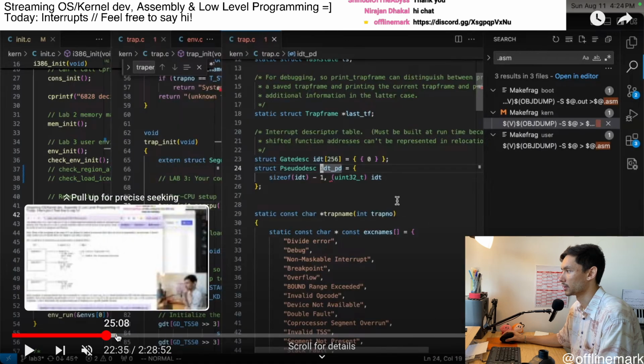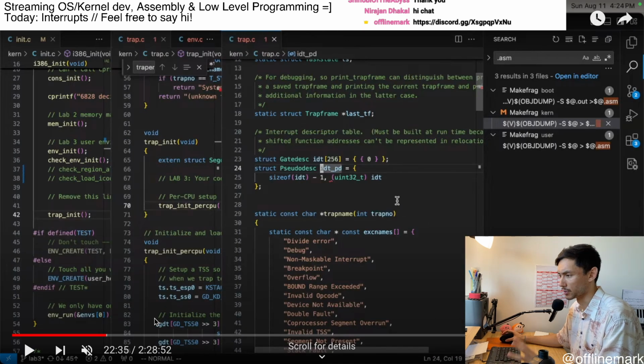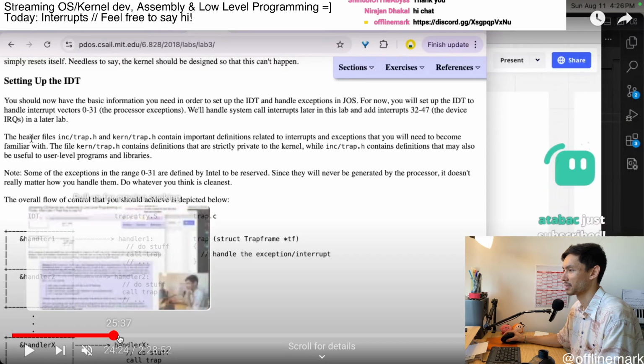So just more rummaging around the code, around the 22-minute mark, looking at where the IDT is defined, the interrupt descriptor table, which is a pretty important structure we have to work with.